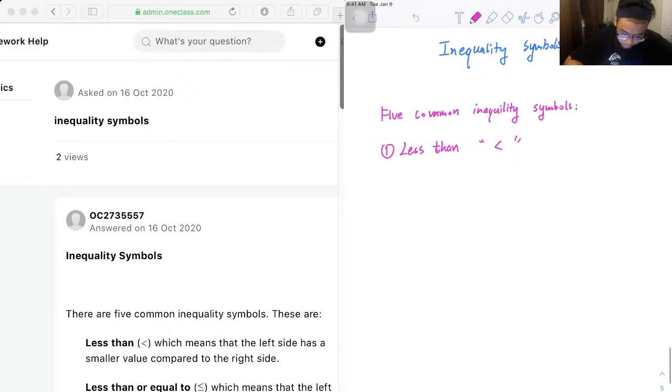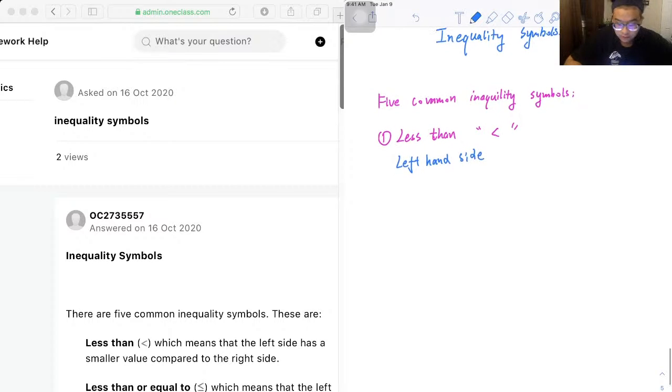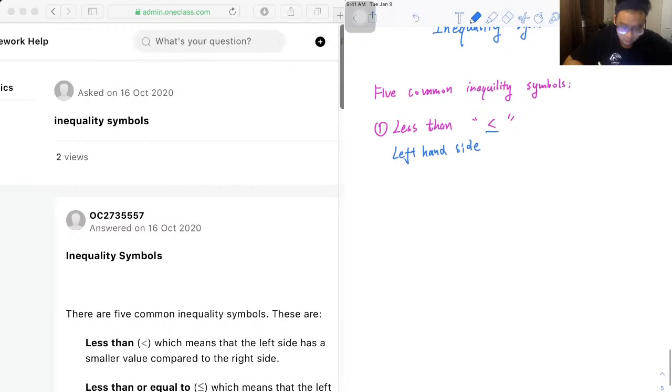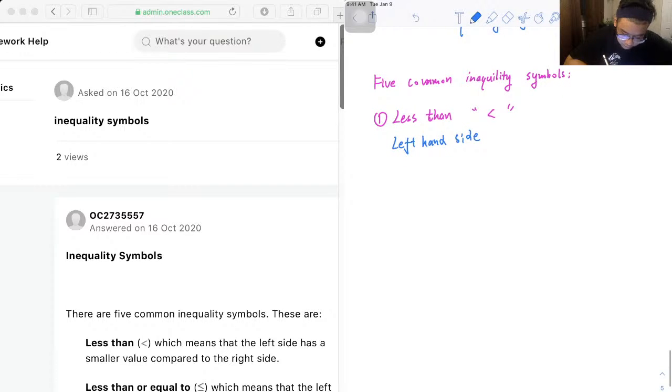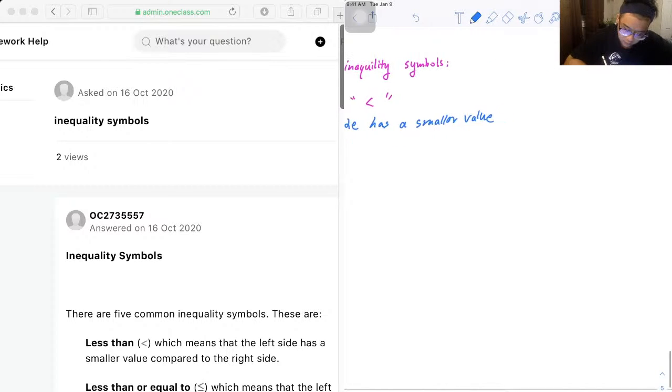And this means our left hand side, just meaning whatever is on the left of this symbol, has a smaller value compared to the right side.